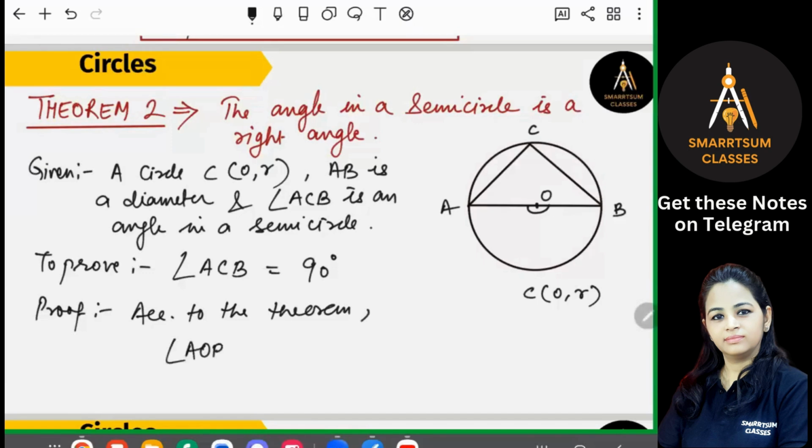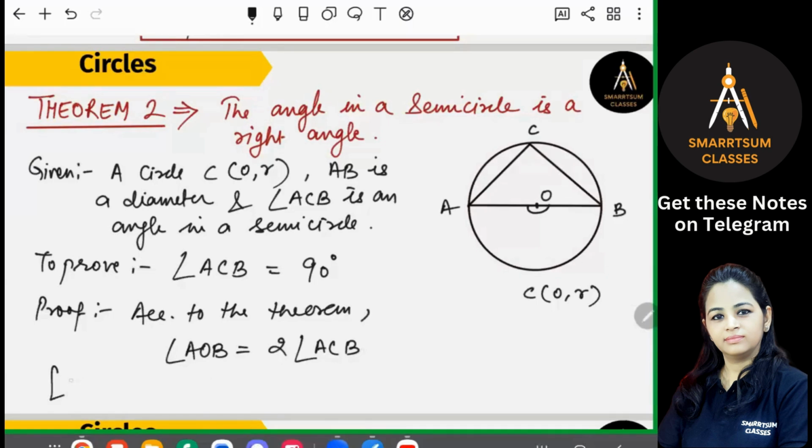Angle AOB will be equal to twice of angle ACB, right? So what is this angle AOB? Angle AOB is the angle subtended by the semicircular arc AB, right? This is the semicircular arc which is subtending the angle AOB at the center, right? And this will be equal to twice of angle ACB according to the theorem which we have done in the previous theorem, right? Okay, so this is twice of ACB.